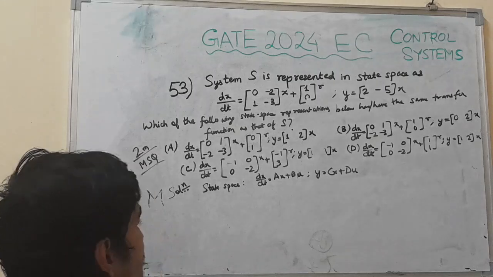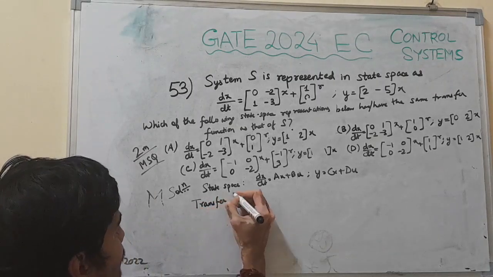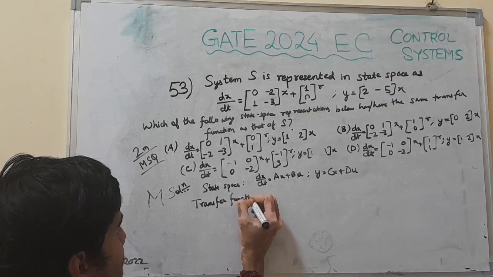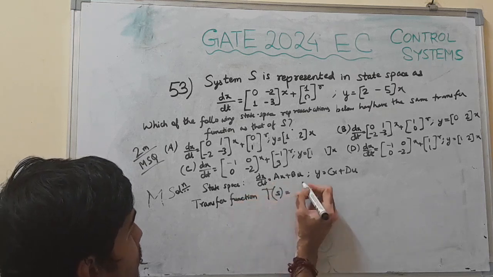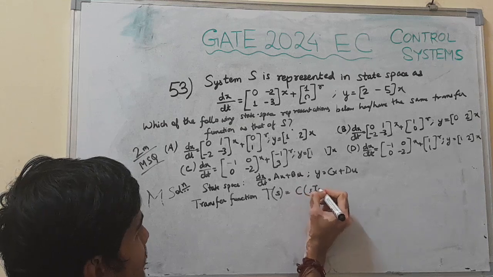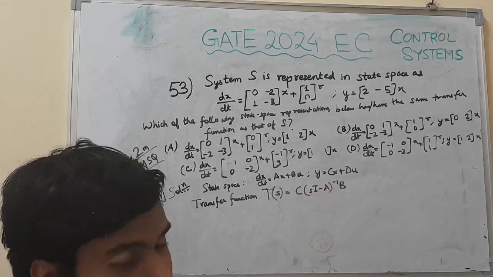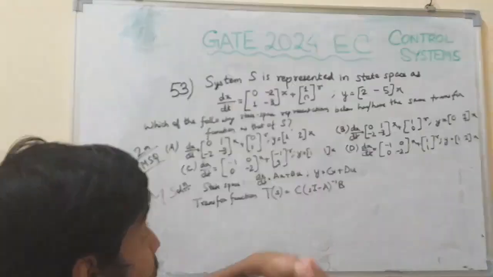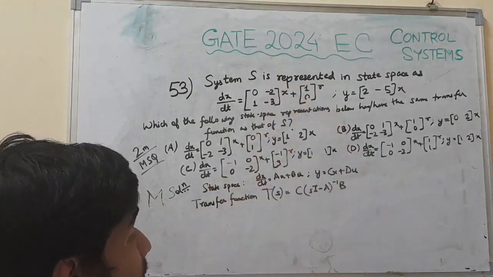So the state space transfer function is given as what? Transfer function is given as T(s) equal to C (sI minus A) inverse B. For this question there is no shortcut as such. You have to find the transfer function of each and every system separately and compare with that of S.